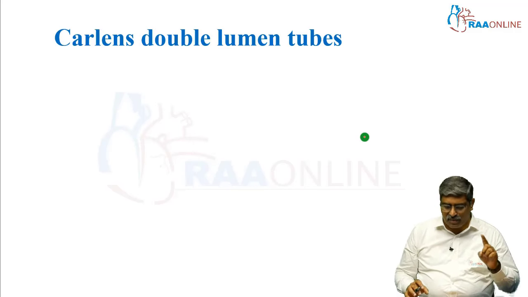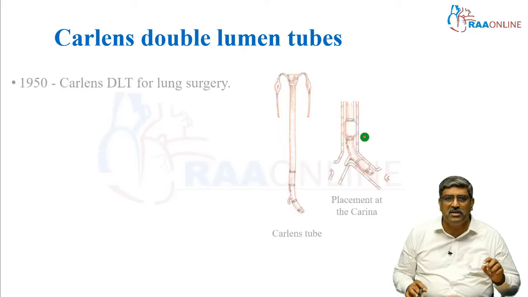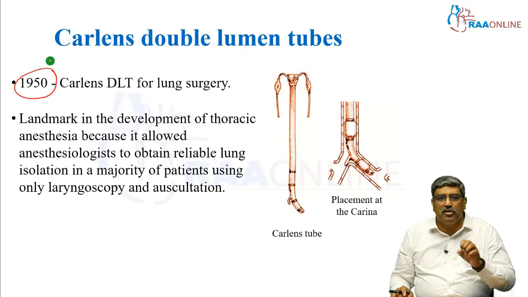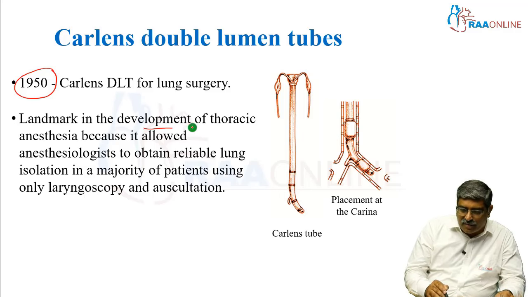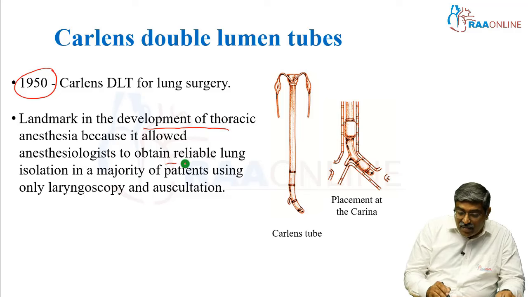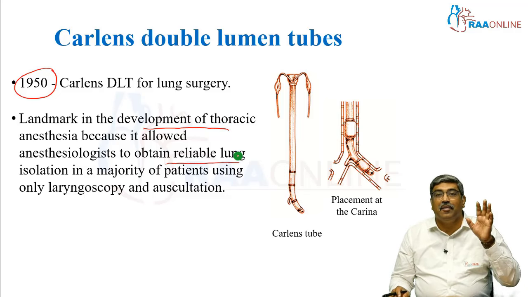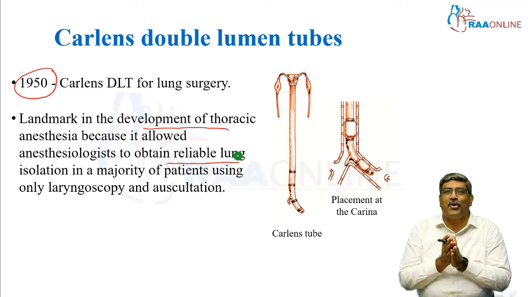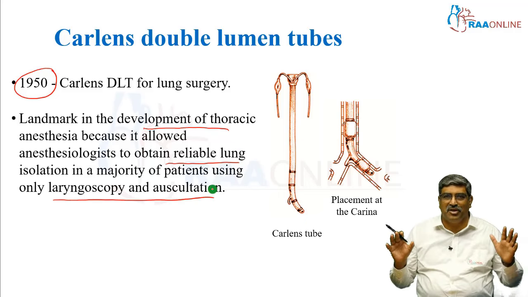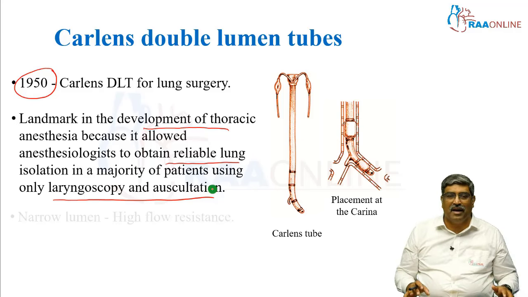The first tube which was introduced for double lumen is Carlens tube way back in 1950. Carlens tube was a landmark in the development of thoracic anesthesia because it allowed a reliable lung isolation in majority of patients, and what you need is only a laryngoscopy and auscultation. With this, you can isolate the lung.